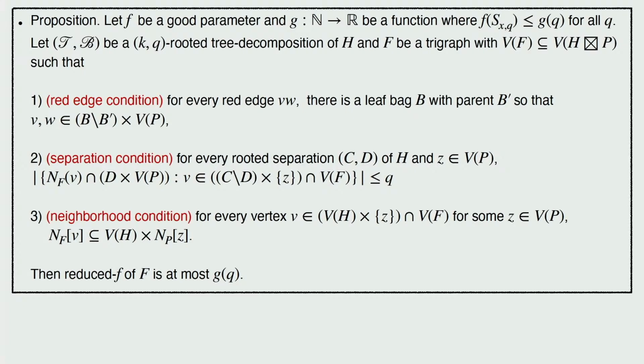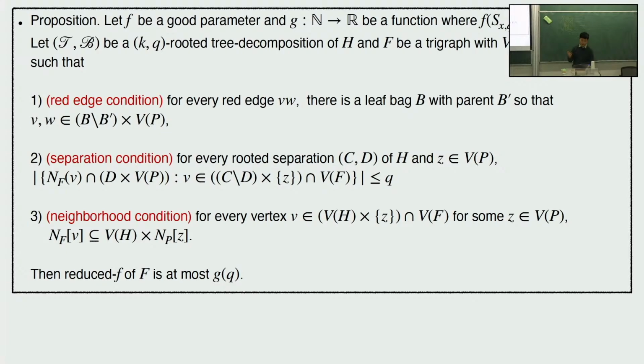So the three conditions, briefly speaking: the red edge condition is that all the red edges should lie on some bags, leaf bags. Yeah. So this is the one condition. And the separation condition is that if you consider the rooted separation, then the neighborhood complexity to the D part should be small. And the neighborhood condition is that if you pick some vertex on the P part, then their neighbors are contained in the neighborhood on the path part. Yeah. Because we didn't say that the edge set is also in the product part. So only the vertex part, the vertices are on the product. So we need to describe some edge condition. So this will be the neighborhood condition.